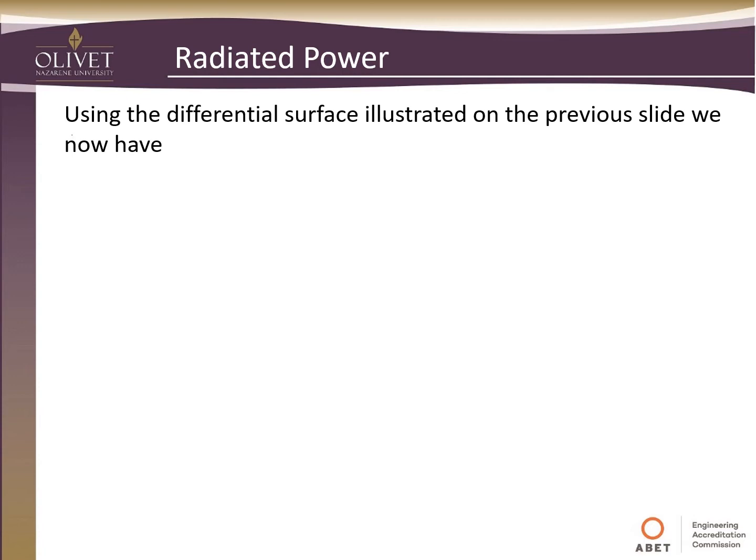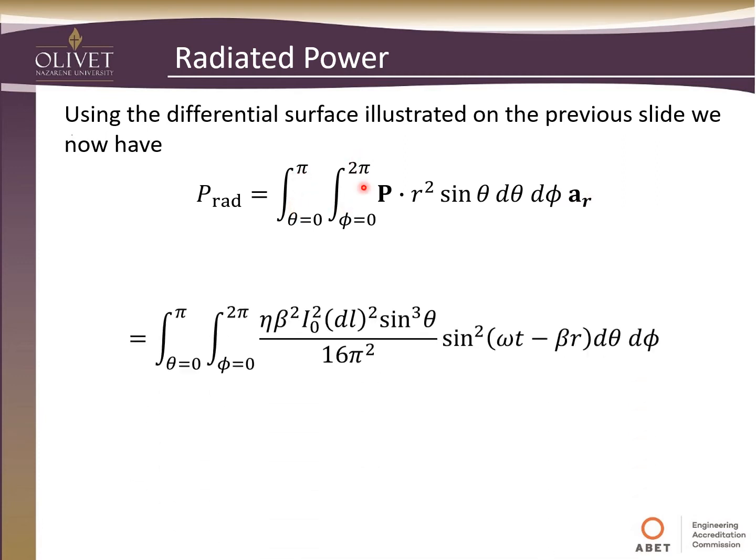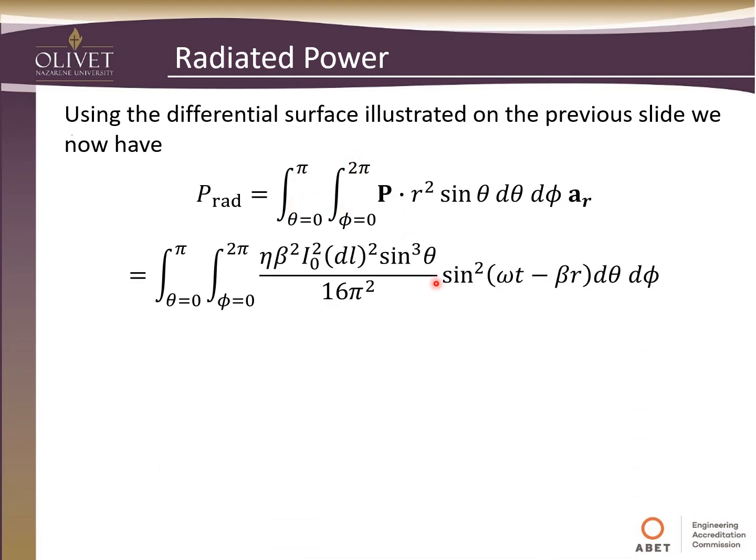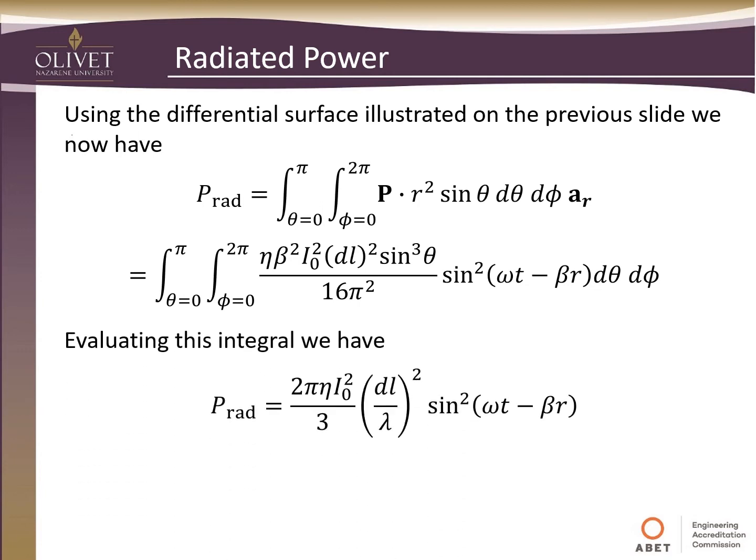Using this differential surface in spherical coordinates, we can set up our integral as such. We'll have P dotted with r squared sine theta d theta d phi in the a r direction, going from 0 to pi and 0 to 2 pi. If we plug in our value for P from a couple of slides back, this is what that integral looks like. If we go through the calculus and evaluate, this is what we would have. This is the general equation for the radiated power from our antenna, the total radiated power in all directions.